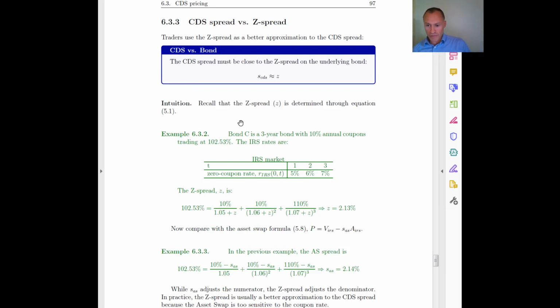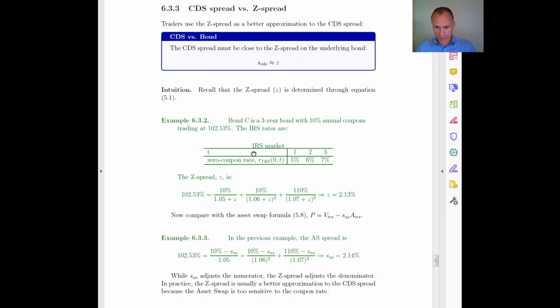Okay. So what's the intuition for that? Where does that come from? It comes from this previous argument about the asset swap that we just saw. So let's go through this example. So recall that the Z spread is computed like this. This is the example we saw when we talked about the Z spread before. The same numbers here, the same market. So these are already the zero coupon swap rates, 5, 6, 7%. Okay, and if you want to find the Z spread, you basically solve this equation for Z. And as we did before in that example, the number is 2.13%.